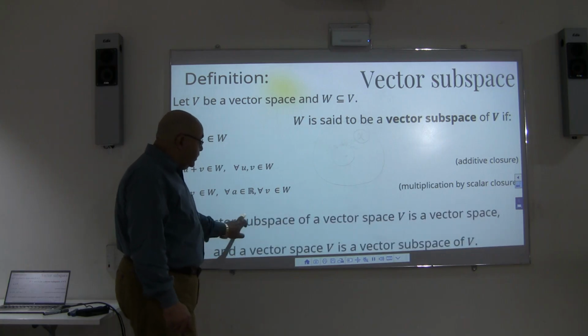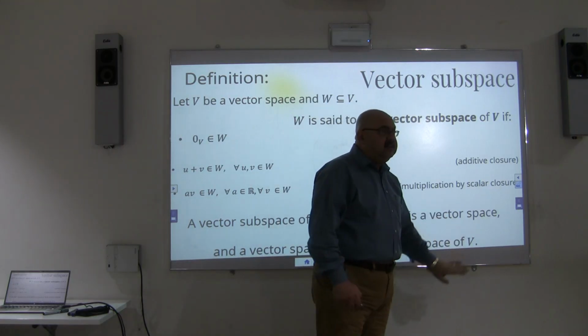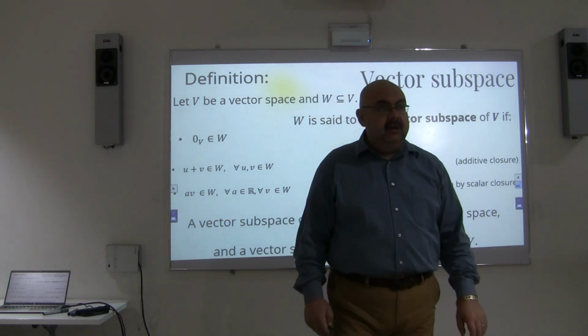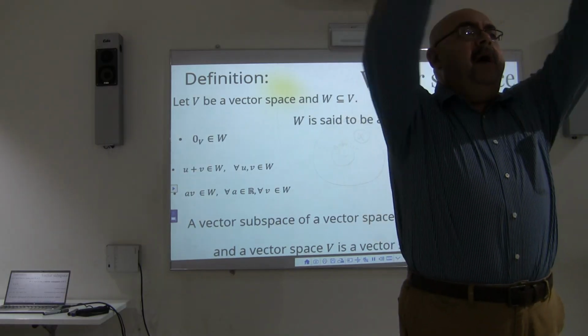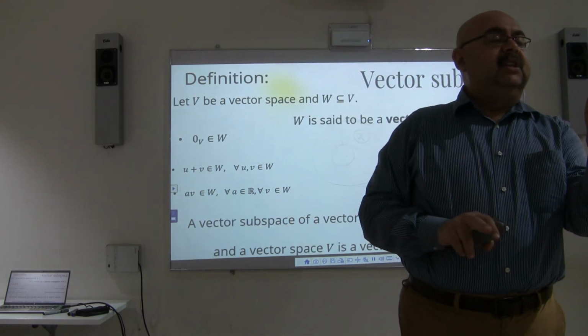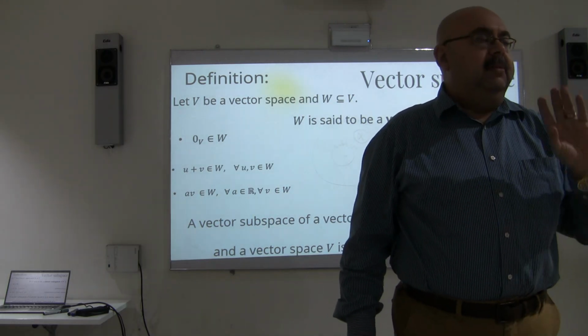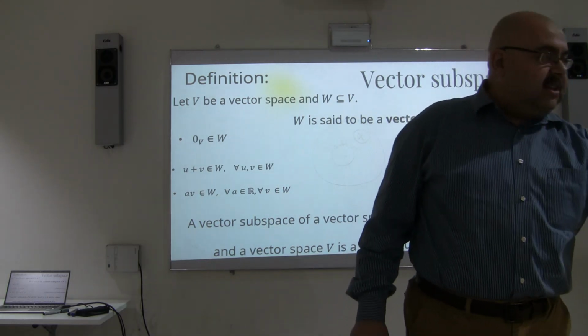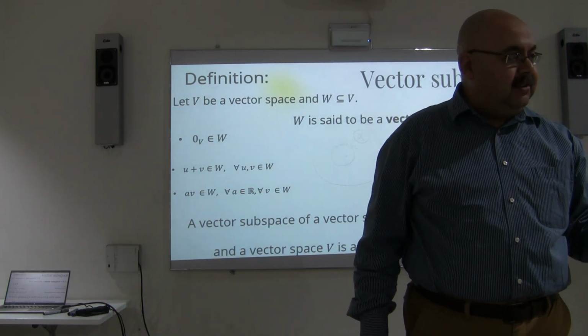A vector subspace of a vector space is a vector space by itself. Okay, a vector subspace of a bigger vector space. This vector subspace by itself is a vector space for its elements because it satisfies the main conditions, the additivity and the multiplication by scalar, and so on.